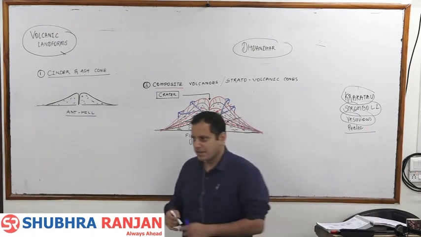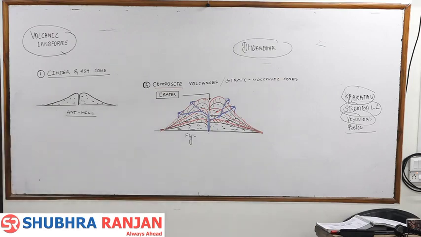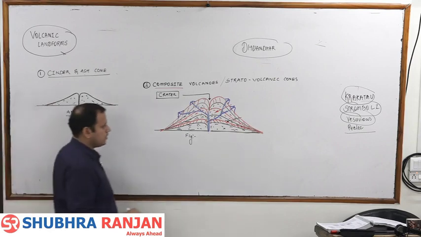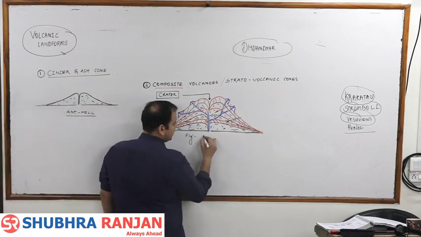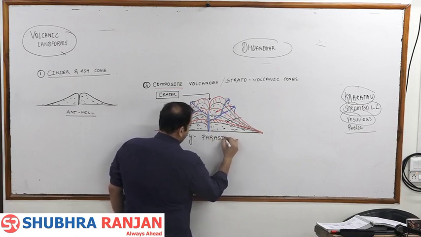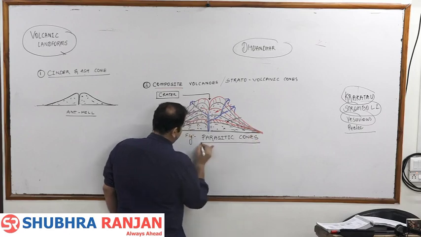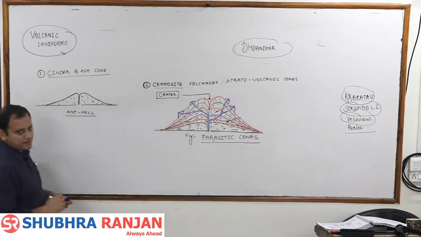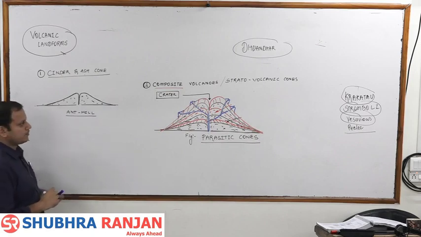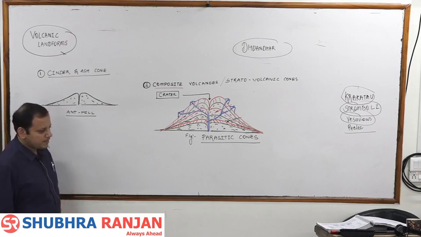Such a cone having smaller mountains on the top of a single mount is known as parasitic cones.